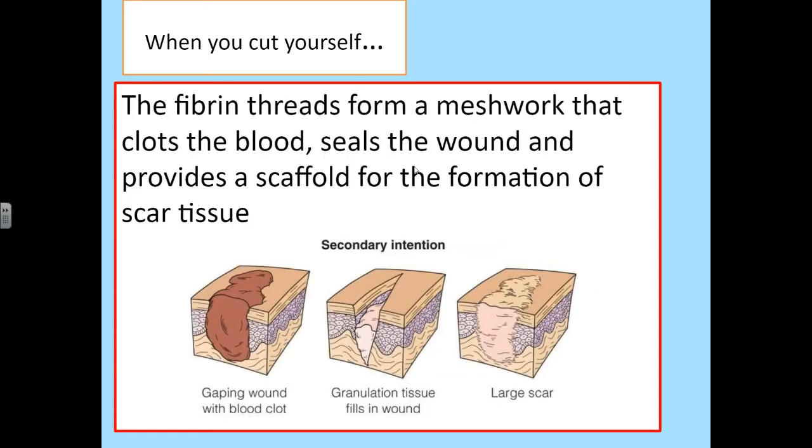The fibrin threads form a meshwork that clots the blood. It seals the wound and provides a scaffold for the formation of scar tissue. So it quickly covers the area and helps your body to form skin over that area. If it's a small cut, you might get away without a scar. If it's a larger cut, your body isn't able to program the cells properly to cover it.